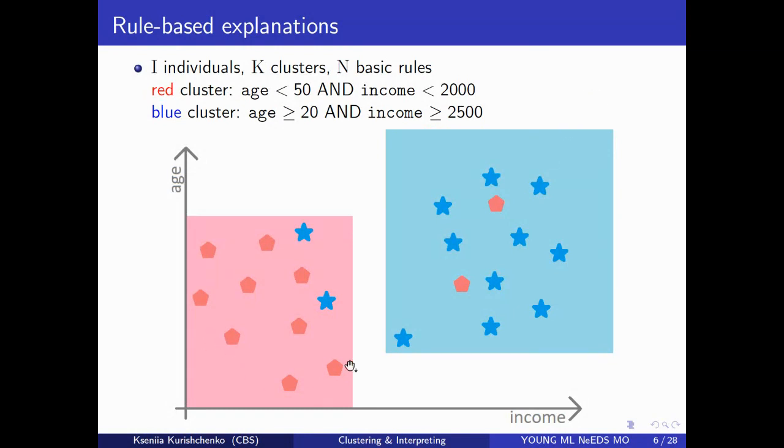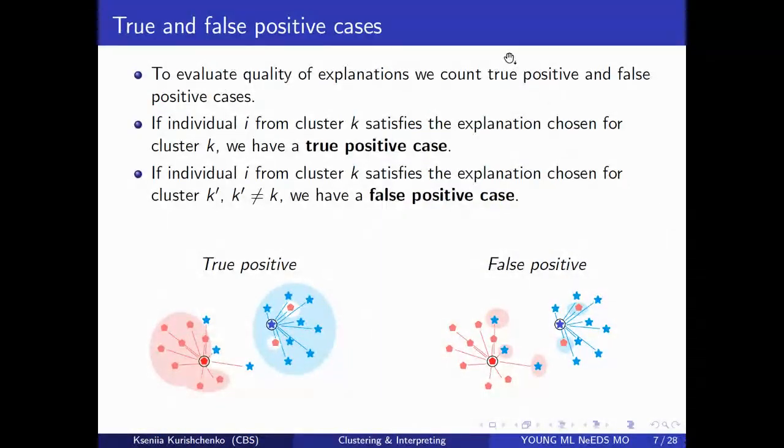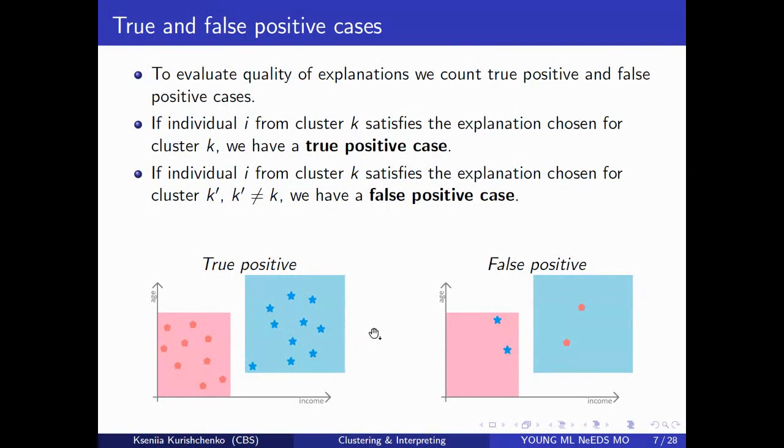If you ask me how we choose this explanation, I will tell you that we are using the true positive and false positive concept. Namely, if individual I from cluster K, so a red individual from the red cluster, is explained by the red explanation, so belongs to the red prototype, then we call it a true positive case. But if an individual belongs to the blue cluster but is explained by the red explanation, then we call it a false positive case. And the same can be true for rule-based explanations. And the main goal is to maximize true positives and minimize false positives.